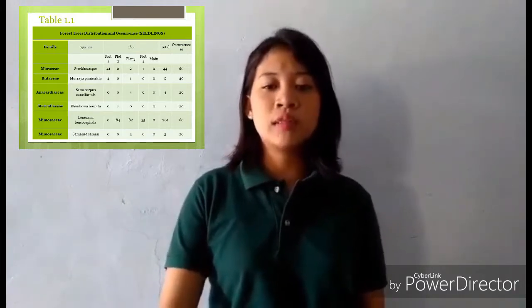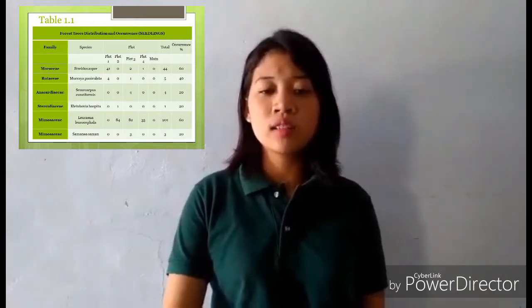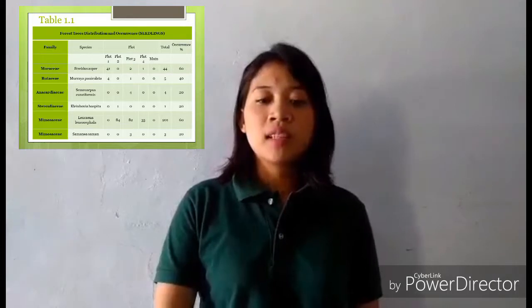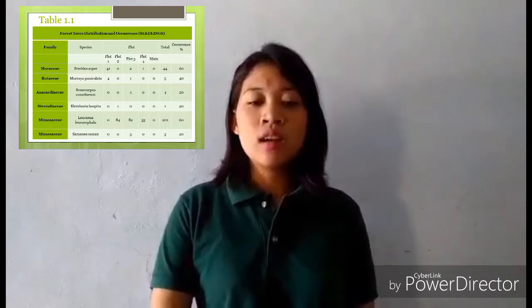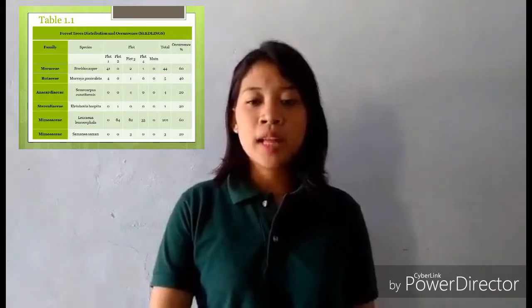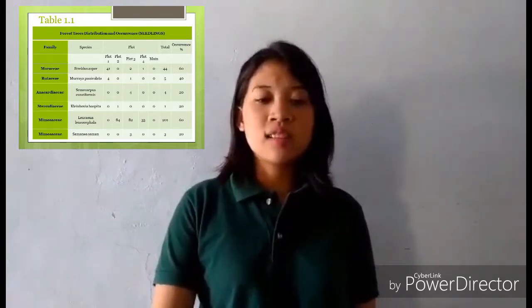Streblus asper occurred in plot 1, plot 2, plot 3, and plot 4 with a total of 44 seedlings. Murraya paniculata occurred in plot 1 and plot 3 with a total of 5 seedlings. Semecarpus cuneiformis occurred only in plot 3 with a total of 4 seedlings. Kleinhovia hospita occurred in plot 2 with a total of 1 seedling. Leucaena leucocephala occurred in plot 2, plot 3, plot 4 with a total of 201 seedlings. Samanea saman occurred in plot 3 with a total of 3 seedlings.